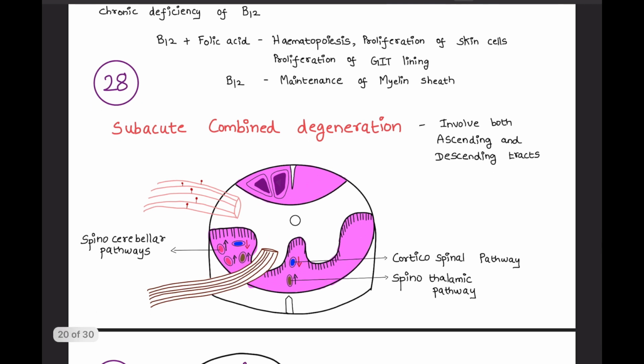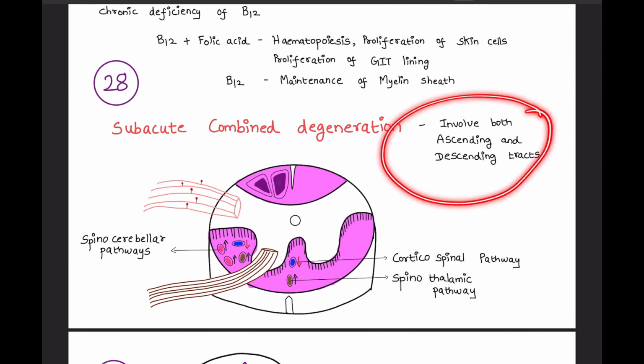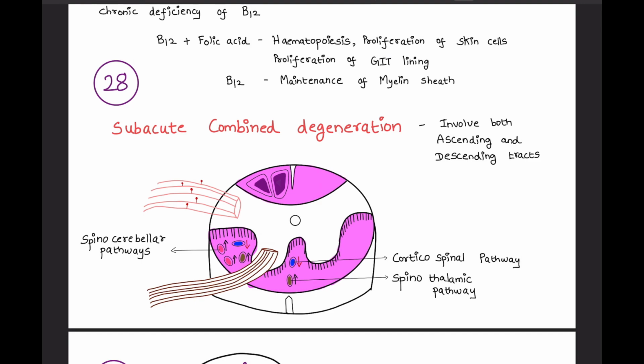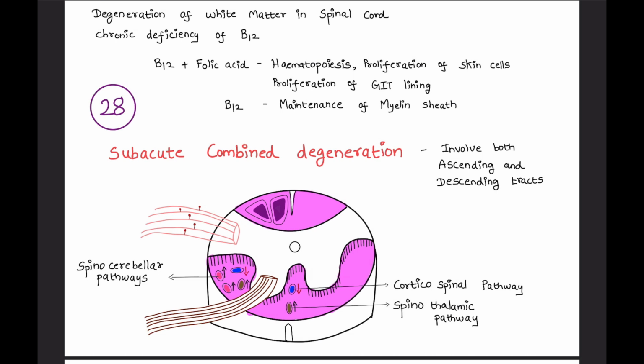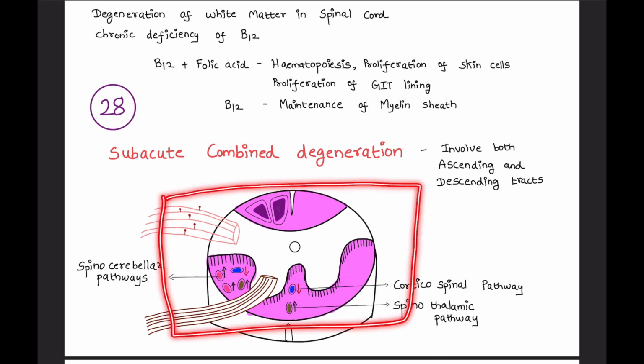In subacute combined degeneration, in the white matter, the dorsal column sensations are lost, and ascending and descending tracts are also involved. So subacute combined degeneration involves both ascending and descending tracts. That's why it is called combined degeneration. Please note that the lesion is in the spinal cord segment. So here there won't be any lower motor neuron type of problems.